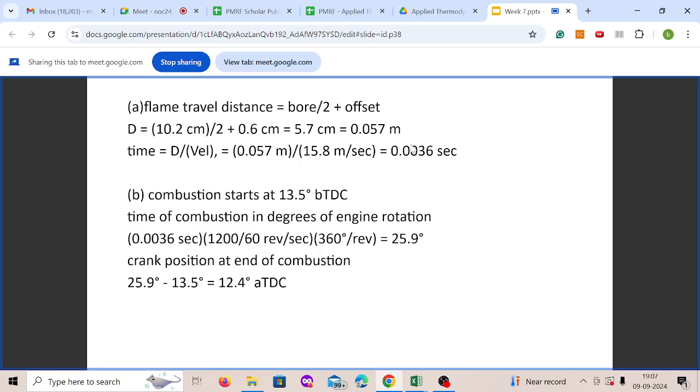Next, the combustion starts at 13.5 degrees before top dead center. So the time of combustion in degrees of rotation is the time times your engine speed, 12,000 divided by 60, times 360, so this gives you 25.9 degrees. So the crank angle at the end of combustion will be 25.9 minus 13.5, which gives you 12.4. So the combustion will end after 12.4 degrees after top dead center.